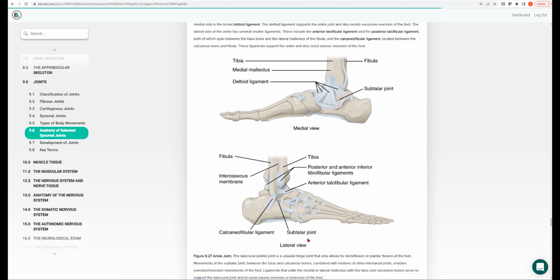Bone markings here to be mindful of, as this is the fibula coming down. Remember, the fibula is more lateral, so this would be the lateral malleolus. And then on the other side, we can't see it here, you would have the medial malleolus.